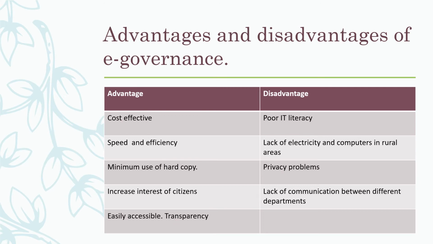Lack of communication between different departments is also there. Even government departments, not all of them have the proper infrastructure of internet. So they also have a lack of communication between two departments, and updating of information also takes a lot of time between two subsequent departments.